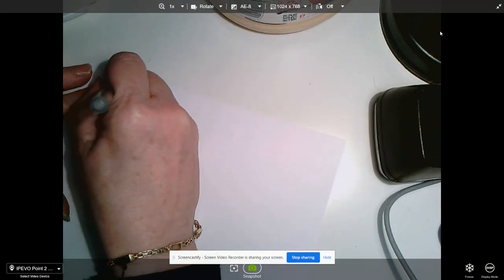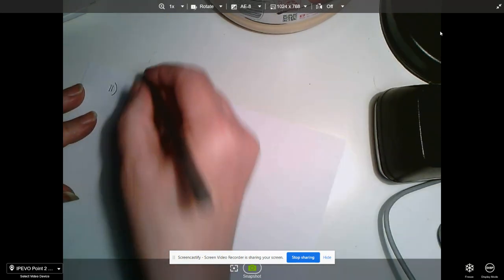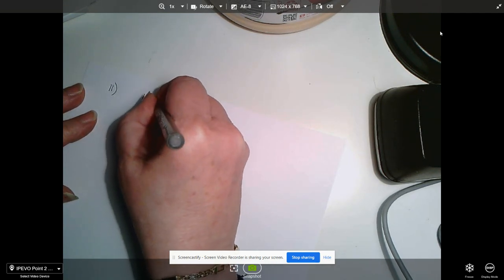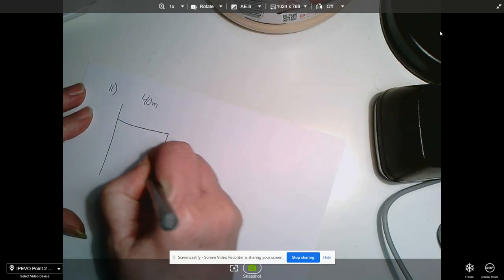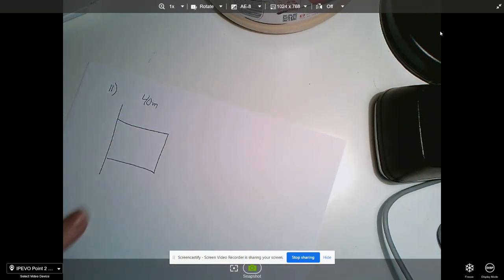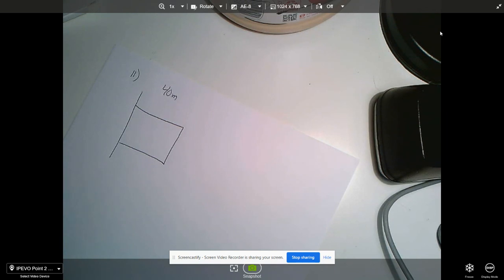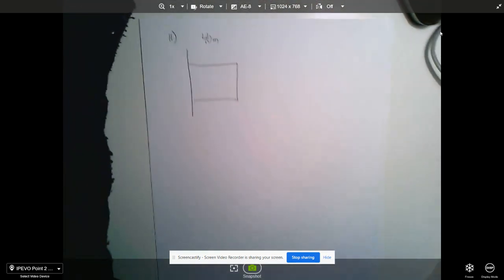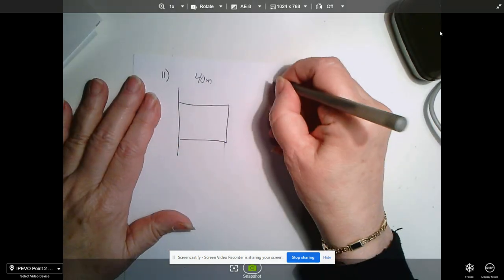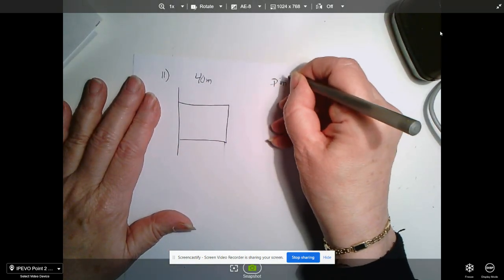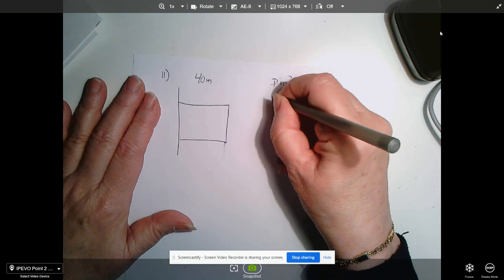Right, so let's talk about number 11 on review 1, midterm review 1. They said that you have 40 meters of fencing, and one side of the garden is going to be up against a house, so that's going to be a solid wall, and that there would be fencing here, here, and here. There's 40 meters of fencing, and they want to know what the dimensions of the garden are and what the maximum area is.